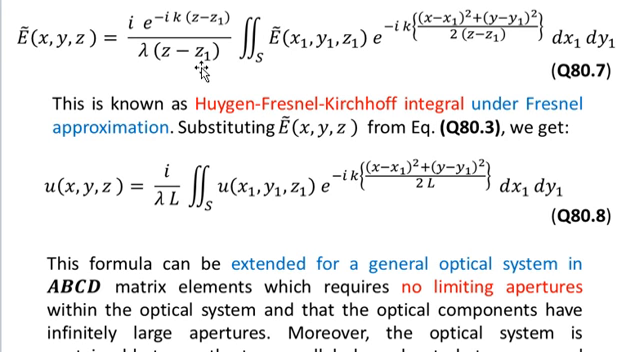Here we are representing z minus z1 by the distance capital L. So we have now the form of the Huygen-Fresnel-Kirchhoff integral under the Fresnel approximation as given in equation number 8, that is u at the point P naught as a function of x, y, z is equal to iota over lambda into capital L, and the surface integral over S of the field U at the point x1, y1, z1 multiplied by e to the power iota, and within the curly bracket we have x minus x1 whole square plus y minus y1 whole square over 2L, and then we have the integration with respect to dx1 and dy1.